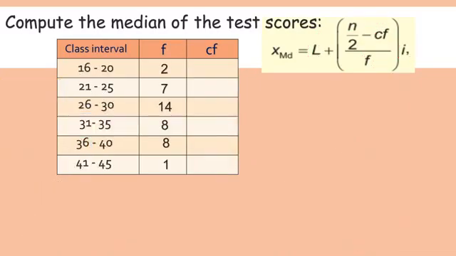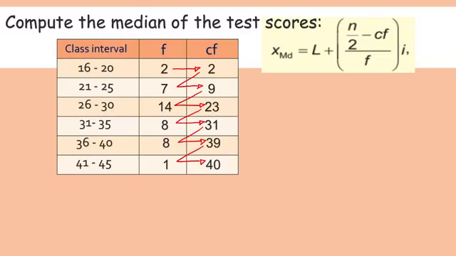This is now our given. So start with the CF. Start with the number 2. What should be written below 2? 2 plus 7 is 9, correct? Next is 9 plus 14, which is 23. Next, 23 plus 8 is 31. Okay, next. 31 plus 8 is 39. And lastly, 39 plus 1, that's 40.